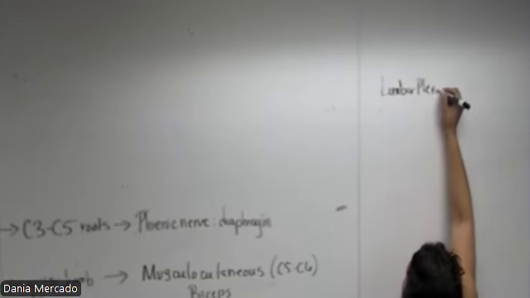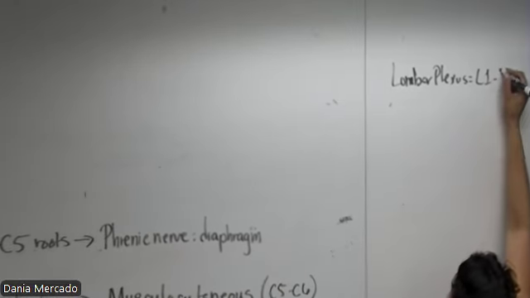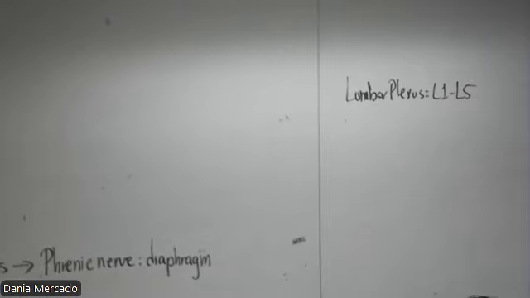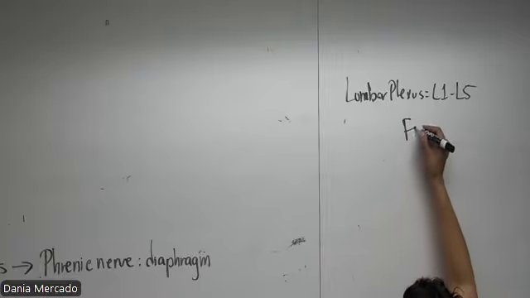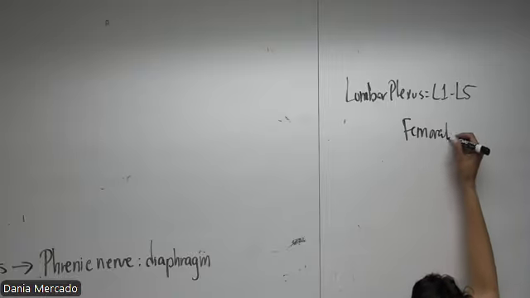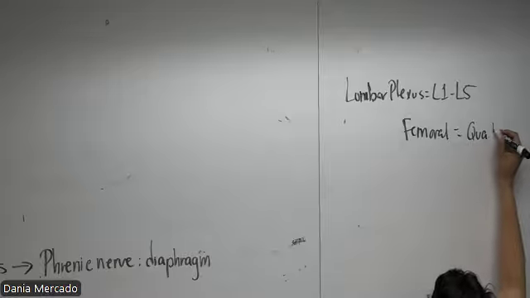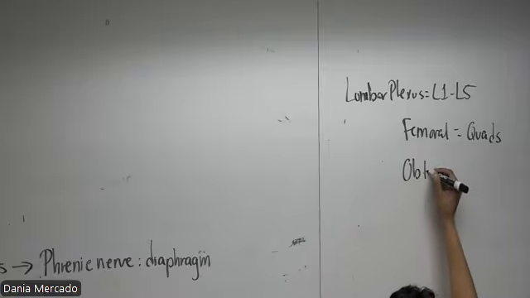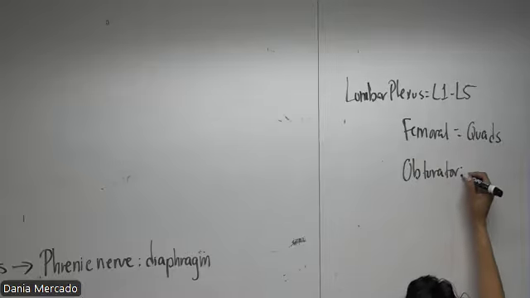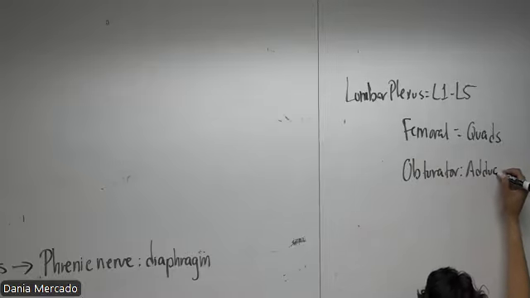Lumbar plexus. That is L1 to L5. Some books will argue that it is up to L4, but I'm just going to say L5. Okay? From there, we're going to get 2 main nerves. Femoral nerve, and femoral goes to your quads. And then we're going to have obturator, and obturator goes to your adductors.